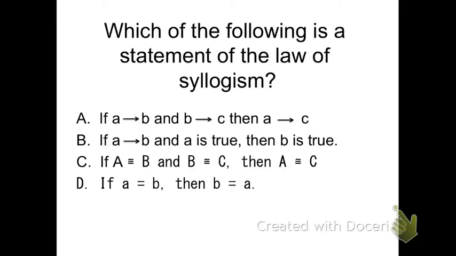Okay, which of the following is a statement of the law of syllogism? The law of syllogism, if you remember correctly, is similar to the transitive property, but for conditional statements. So if we look at our list of options, A and B have to do with conditional statements. C and D are statements of equality or congruence, so that doesn't have to do with the law of syllogism. It's got to be either A or B. And A is the transitive property: if A then B, and if B then C, then our conclusion is if A then C. That's going to be the answer. Answer choice B is the law of detachment.